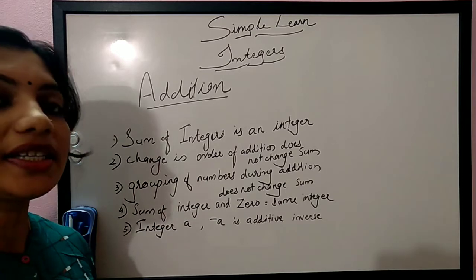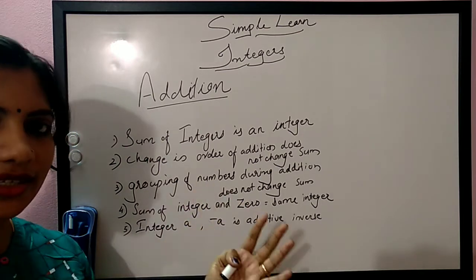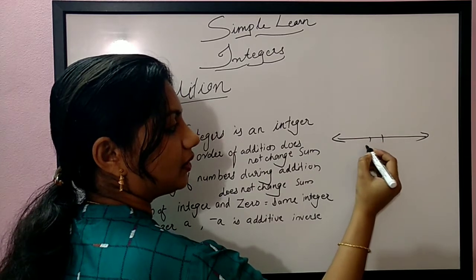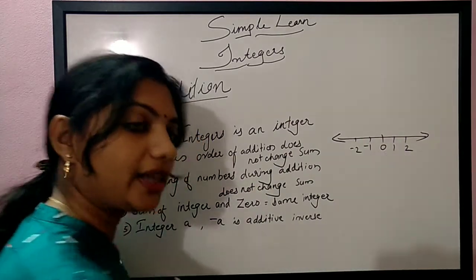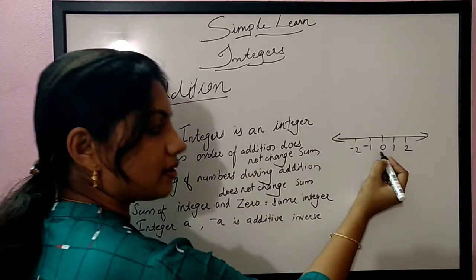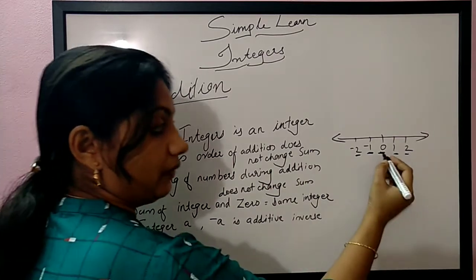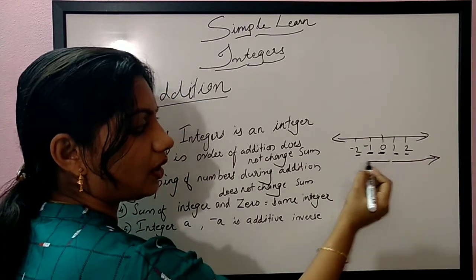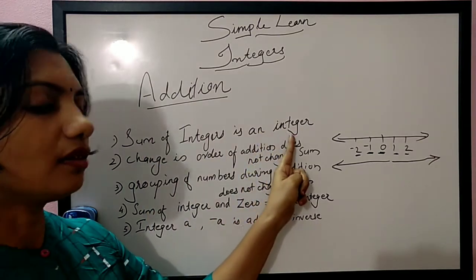Sum of integers is an integer. So what does that mean? If you add two integers, the answer is an integer. We know on the number line, we have here the negative numbers, here the positive numbers, right? So when you add any of these numbers, it's going to be an integer. You will get either 0, you will get -1, -2 or a +1, +2. If you add any of these numbers, you are going to get numbers on the right side or numbers on the left side. That is called sum of integers is an integer.